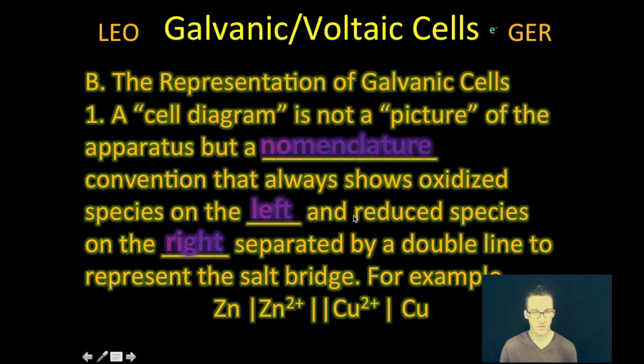Okay, now there are a couple of ways to describe galvanic cells. The first is a cell diagram. It's important to know that it's not a picture. It's just a nomenclature convention that we use to help us very quickly show what is being oxidized, or what the anode is, and what's being reduced, or what the cathode is. And you've got an example here at the bottom of your screen which shows a cell diagram. Again, anode is going to be on the left, cathode on the right, separation there indicated by double lines, which is your salt bridge.